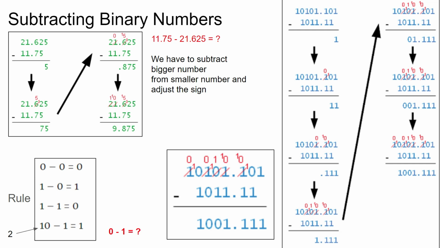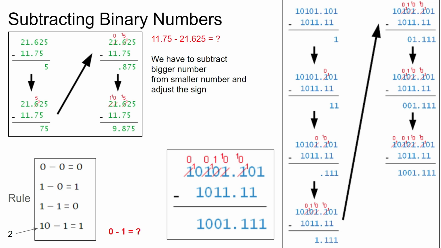Now let's learn how to do subtraction on binary numbers. First of all, we see how we subtract decimal numbers. Now that we know how to subtract decimal numbers, we can use the same method for binary numbers. First of all, we refer to these four rules. Rule 1 is 0 minus 0 is 0, 1 minus 0 is 1, and 1 minus 1 is 0. These first three rules are very simple, and the fourth one is 10 minus 1.